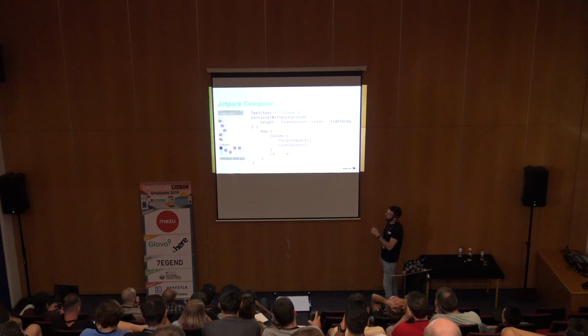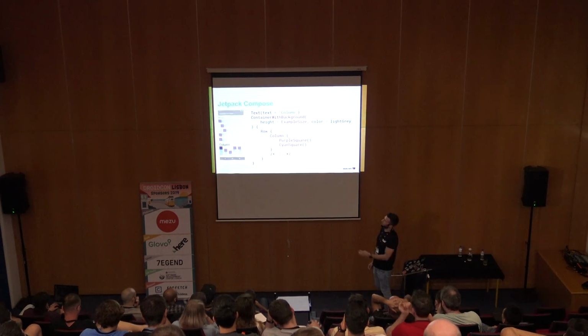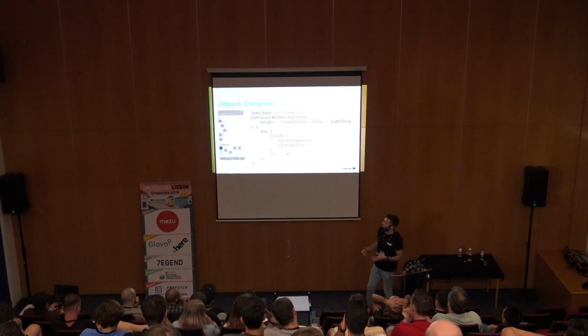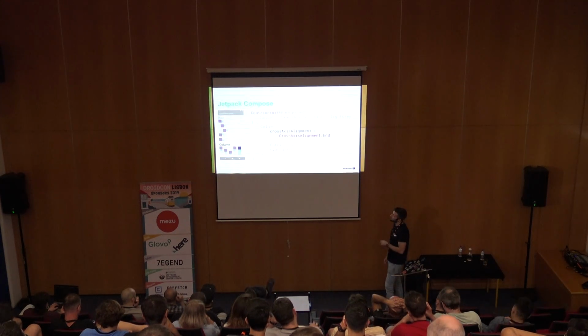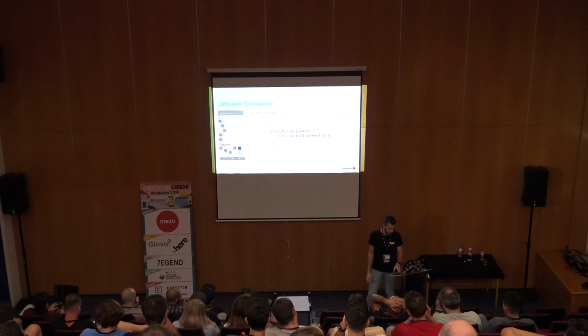The same thing applies to column. All the columns you can see on the screen here are wrapped into a row. And again, by changing some parameters, you can move the children of that column.